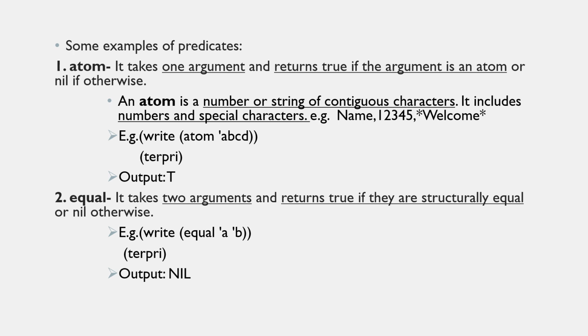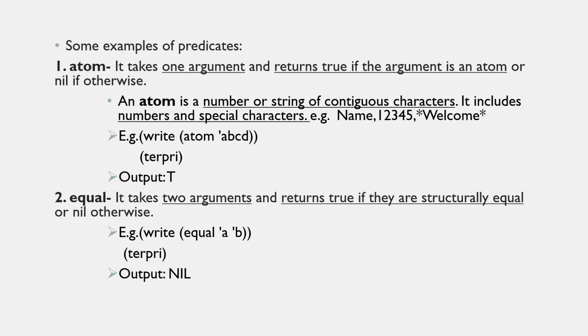Example, here we will always use a write function because we want the output, either true or false, to be printed. Either true will be printed or nil will be printed on the output stream. So write, in brackets atom predicate, and we will provide a value ABCD. Again TERPRI function, and when we run this program we will get the output true because ABCD is a valid atom.